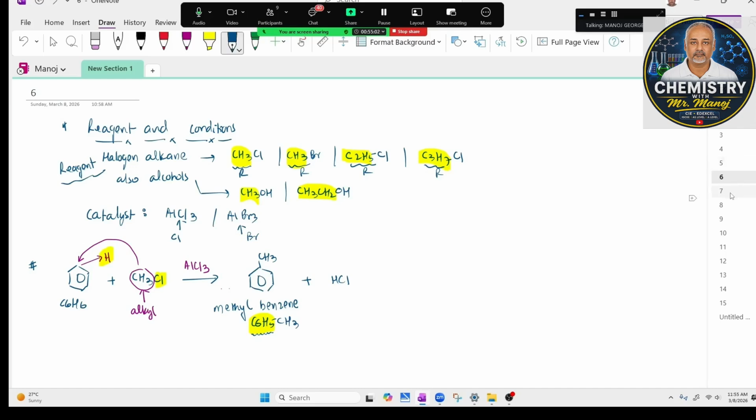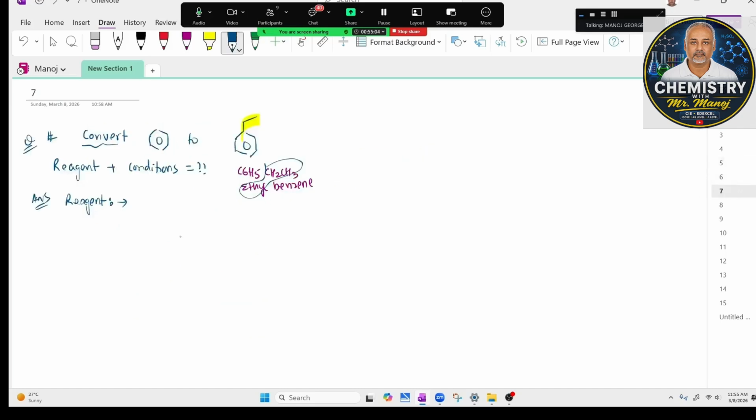Alcohols can also give it. So I can work with a halogenoalkane. Does that make sense that I need CH3CH2 and I can just do this? That's my reagent, because I need the CH3CH2 to go on the ring. You can work with Cl. Yes, you can work with Br.